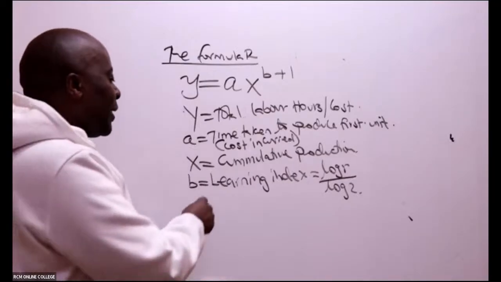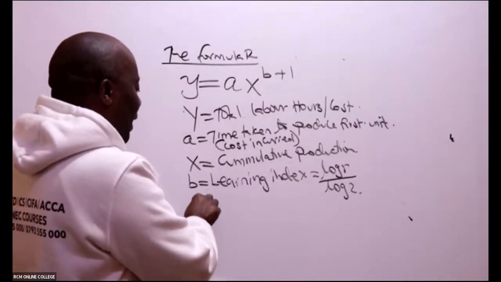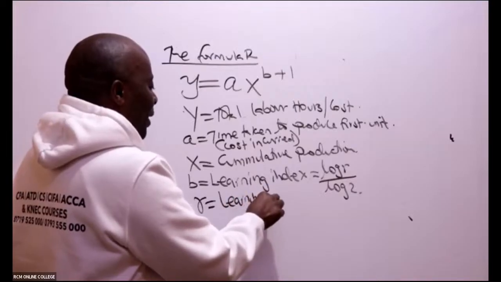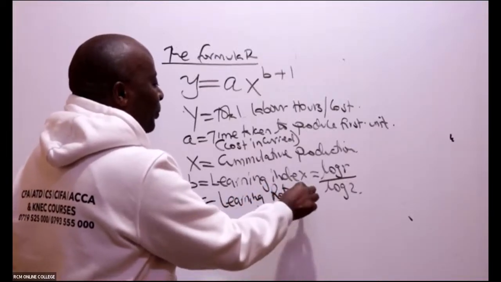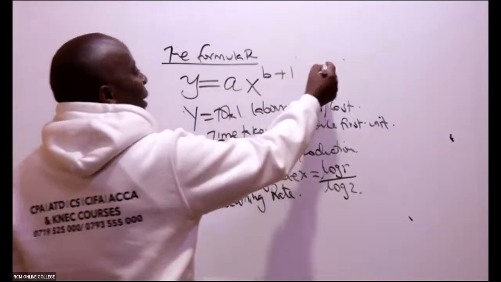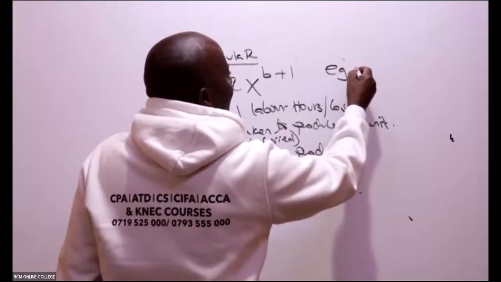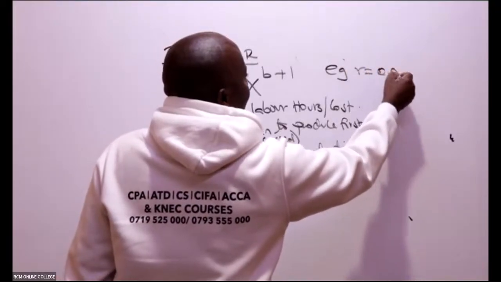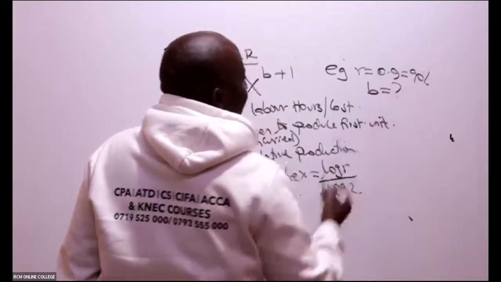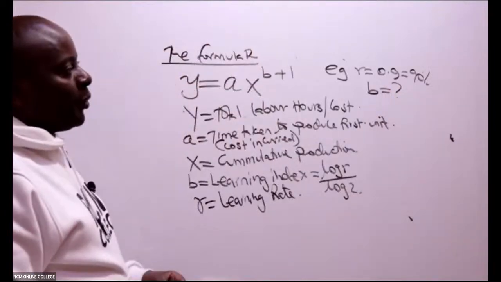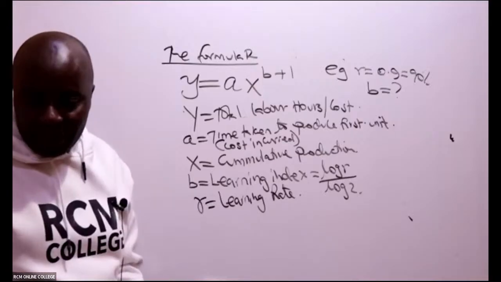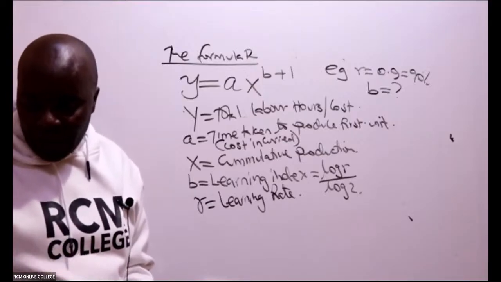So this B is the learning index. R is the learning rate. Please write your R properly. For example, my good students, if R equals 0.9 or 90%, could you kindly give me the value of B? Somebody, to show you that this is really easy.